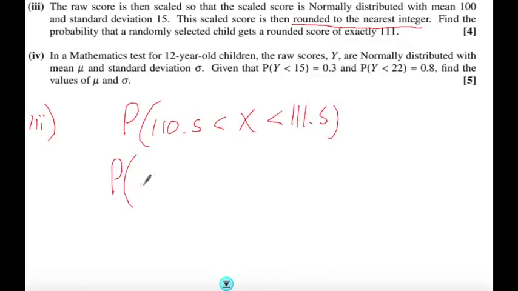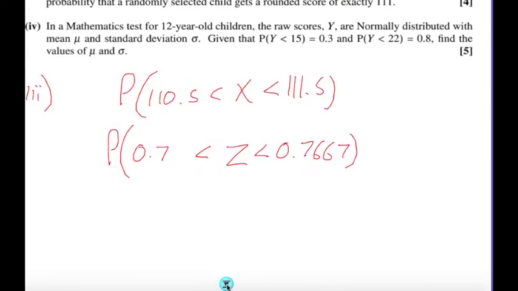So then if we standardize it, so do 110.5 minus 100, divided by 15, that gives us 0.7, and 111.5 minus 100 divided by 15 is a horrible number, so 23/30ths, which is 0.7667. So it's really 0.76 recurring, but we'll just put it to 4 significant figures.